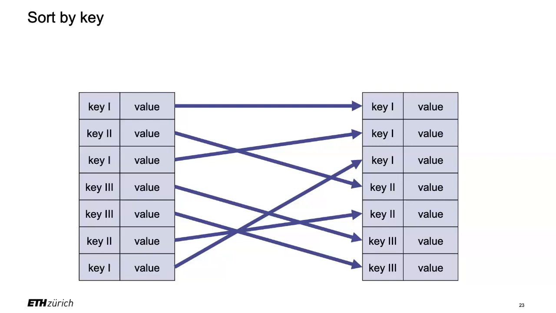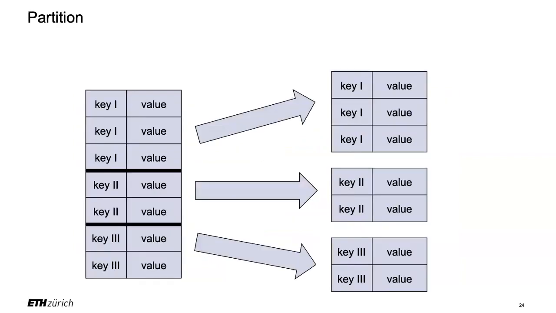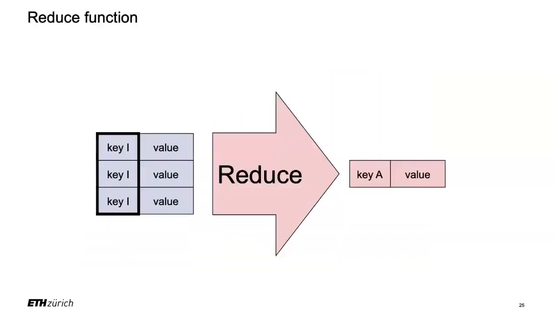Now you see there are even duplicates in the intermediate data, and that's fine because now we're going to put together those that have the same key. So I partition the data again to make sure that all the key values that have the same key are together in the same split. And now comes the second phase. I apply the reduce function to every group of key values with a specific key. In that case, it's key one.